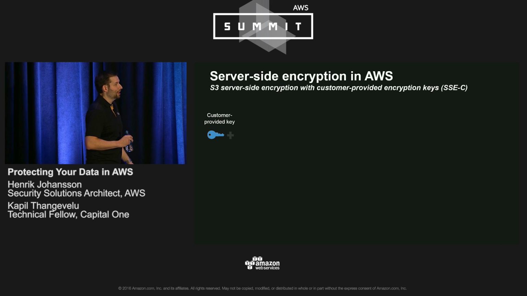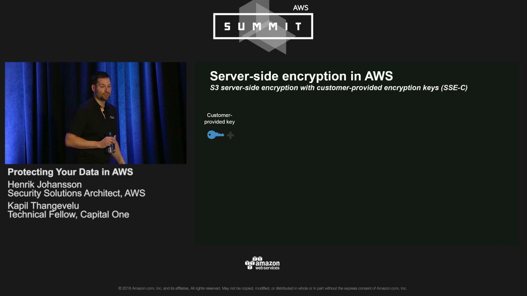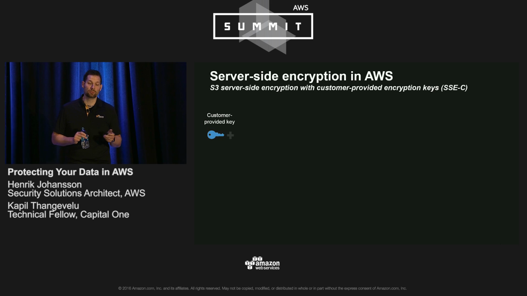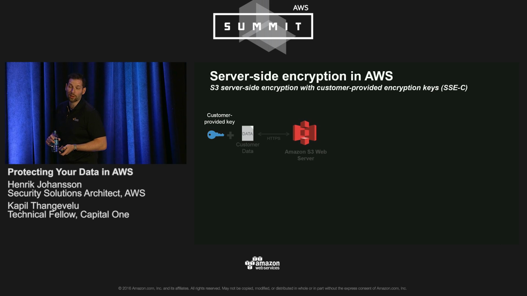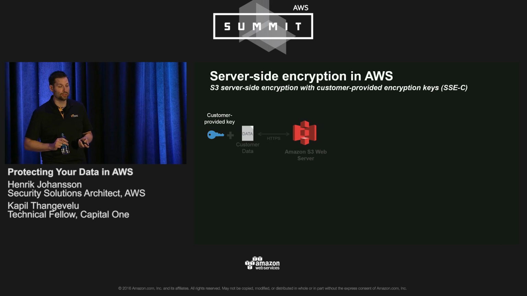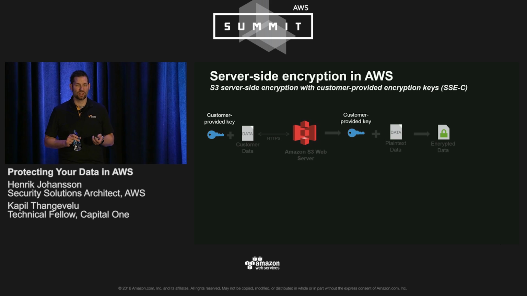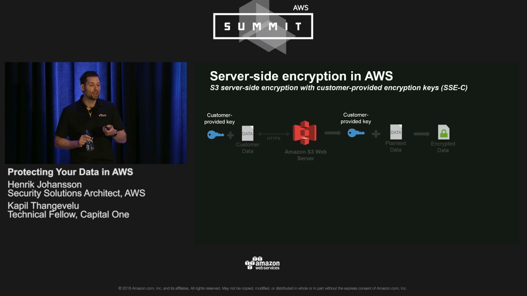So looking a little bit at how you can do server-side encryption instead. In this case, we're going to look at S3 server-side encryption, but still use the customer-provided keys. So we're still going to use a key that is not stored on AWS. What happens is that you take your customer-provided key together with your data and upload it to the S3 web service over, of course, HTTPS and TLS encryption.